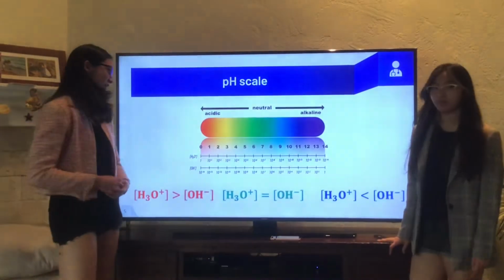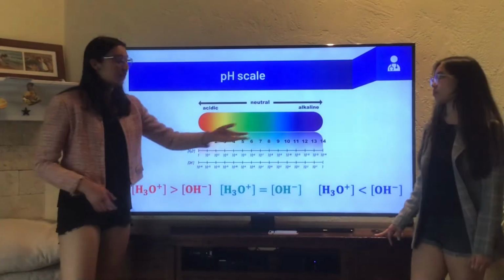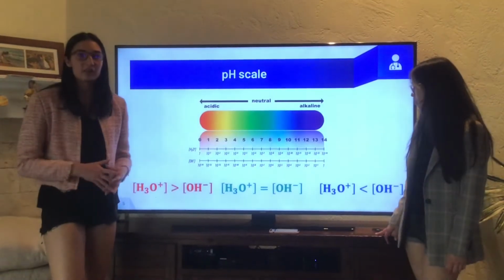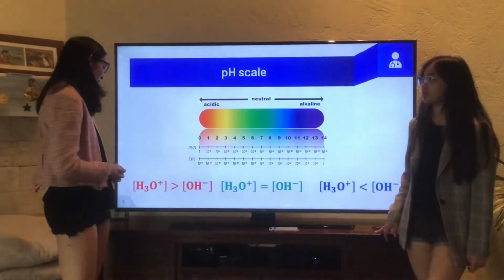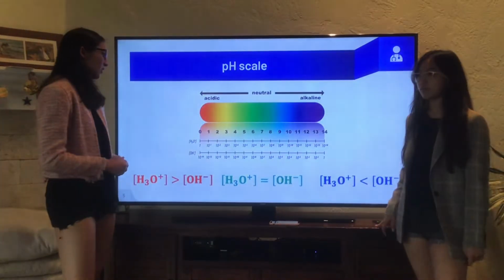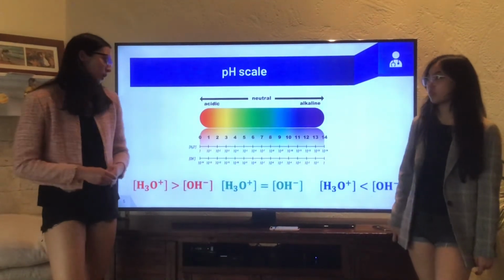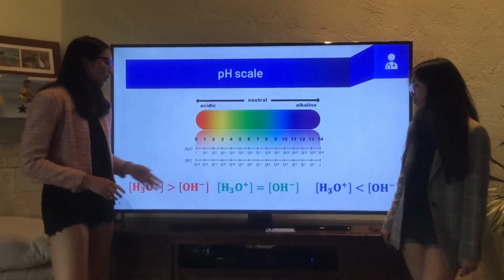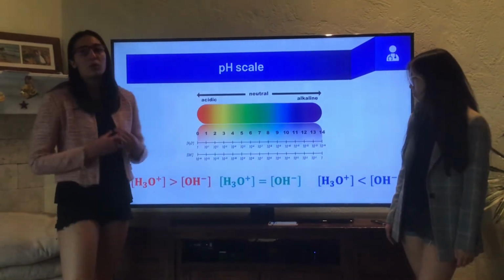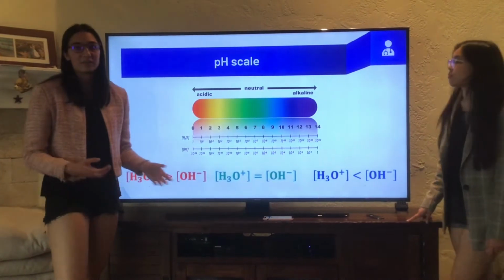So this is the pH scale. As the pH decreases, a solution becomes more acidic, but as the pH increases, it becomes more alkaline or basic. When a solution is more acidic, there is a higher concentration of hydronium ions, or H3O+, than hydroxide ions, or OH-. As we reach equilibrium, the hydroxide ions will equal the hydronium ions. And as a solution becomes more basic, there will be fewer hydronium ions than hydroxide ions.